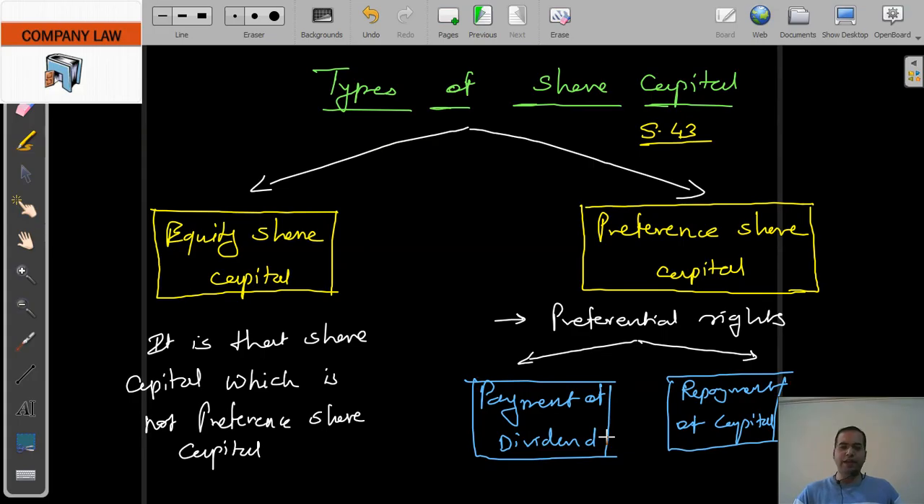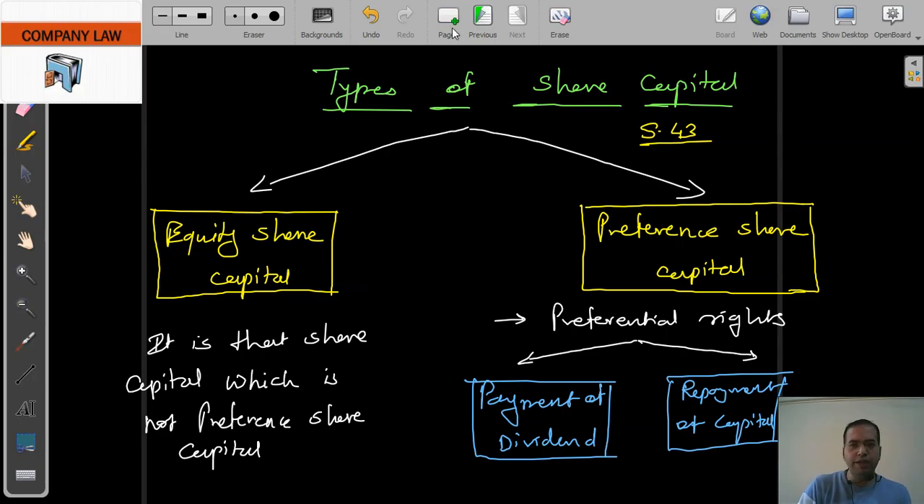Preferential rights mean the shareholder will get preference over the equity shareholder in terms of when the payment of dividend is to be paid, and repayment of capital when a company is going for winding up. So let's try to understand first the preference share capital, and then we can move on to the equity share capital and the difference between the equity and the preference share capital.